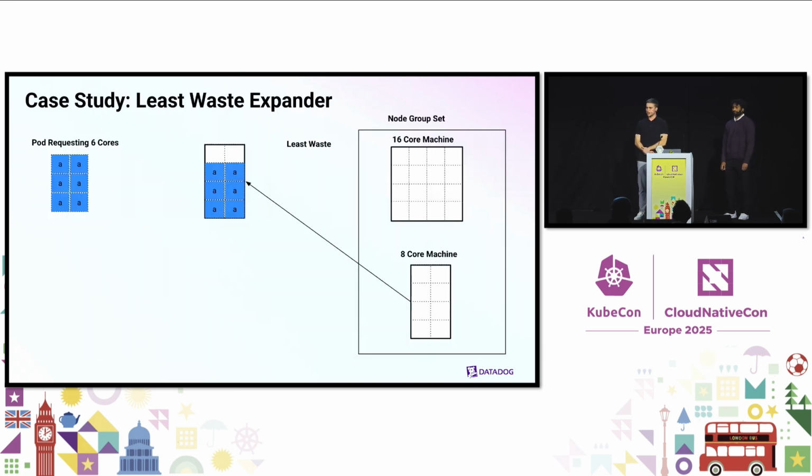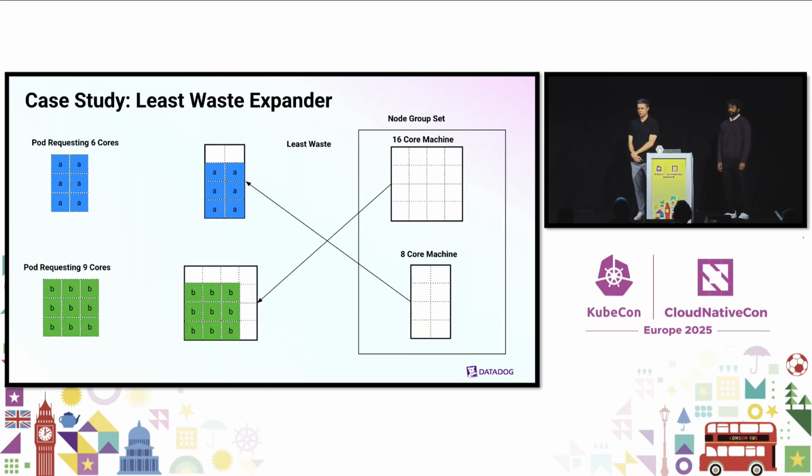So for us, as a reminder, one of our goals is to optimize for bin packing efficiency and reduce waste. So we thought the least waste expander would be a good choice for us. So to dive into a bit of a case study, we can see we have a node group set here that's very simple, offering one 16-core machine and one 8-core machine. And if a pod comes along requesting 6 cores, the least waste expander will tell us that we should scale up the 8-core machine, and this pod will schedule.